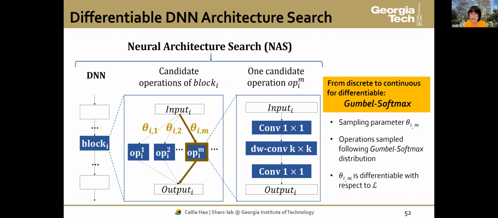Well, the solution here is to relax from discrete to continuous. For differentiable purpose, what we can use is Gumbel softmax. Using this Gumbel softmax, we have some sampling parameters here, theta, for each candidate, and these operations will be sampled following the Gumbel softmax distribution. And of course, these sampling parameters are differentiable with respect to the loss function. Okay, so this is how the existing work proposed to use a differentiable search for NAS.